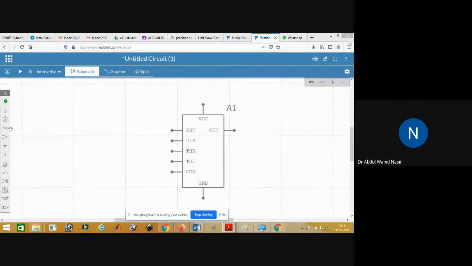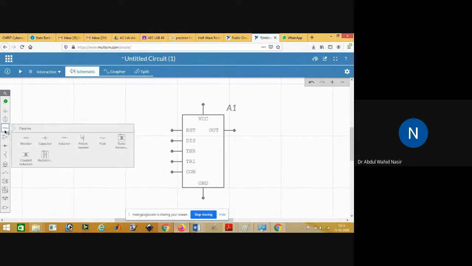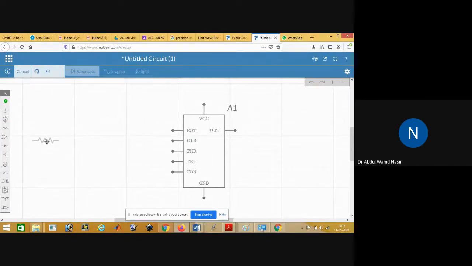Here you will have the passive components library. You can see we have resistors, capacitor, inductor, potentiometer, fuse, transformer, coupled inductors, etc. From here we will select resistor. Now put it in the blank model file. So we have copied it to a blank model file. Now we have to just connect.